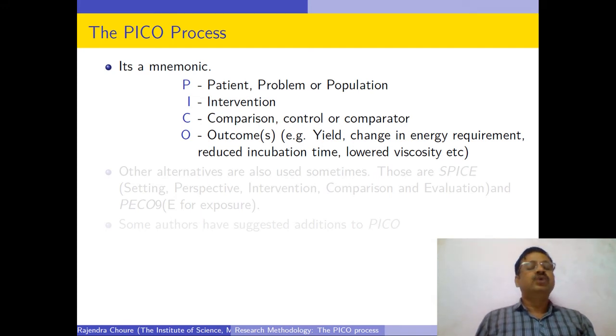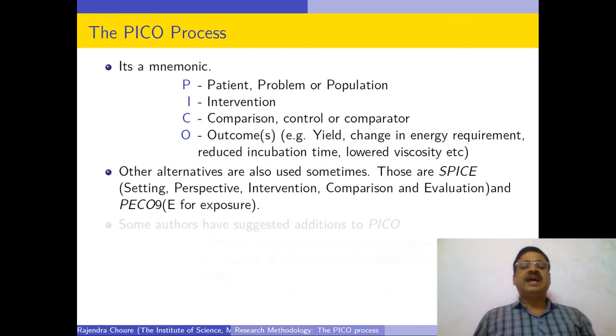Two groups, three groups, more groups you have to compare. You shall have a control, or you shall have a suitable comparator. Compare the results of your intervention with that. Then outcomes: which outcomes you are going to measure, yield, change or result, or the parameters which we are going to measure. That will be the outcome.